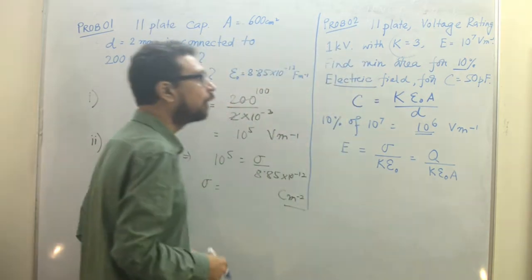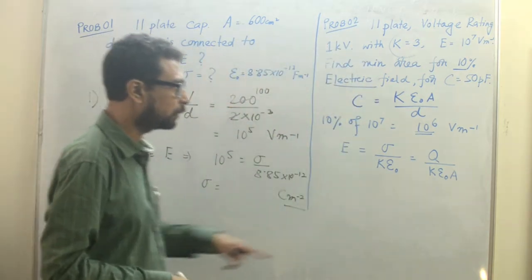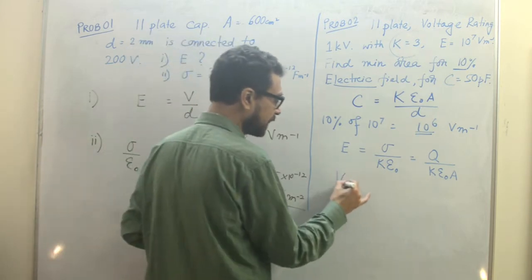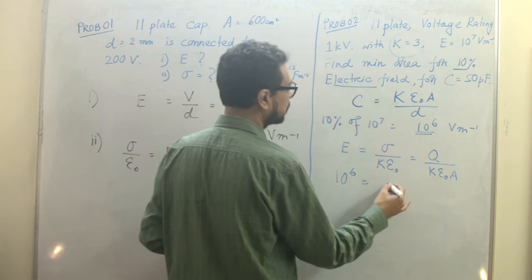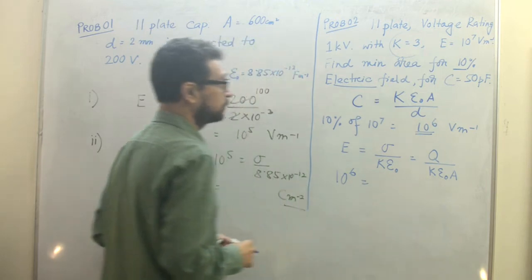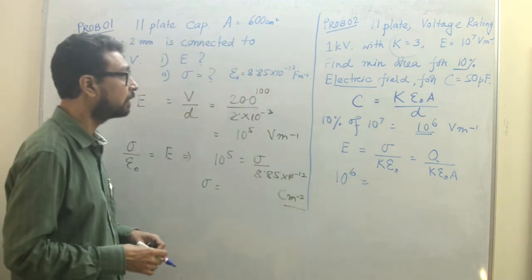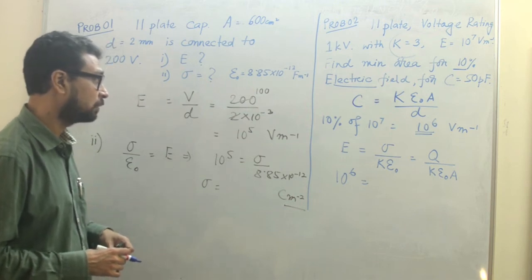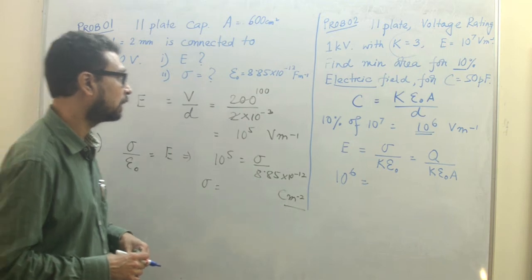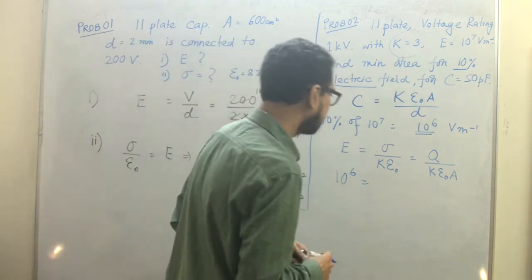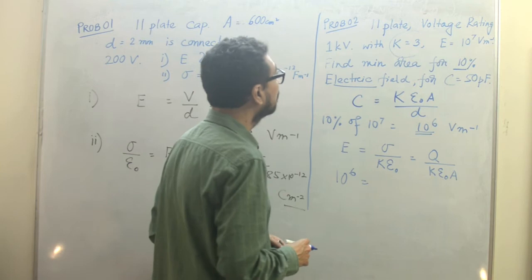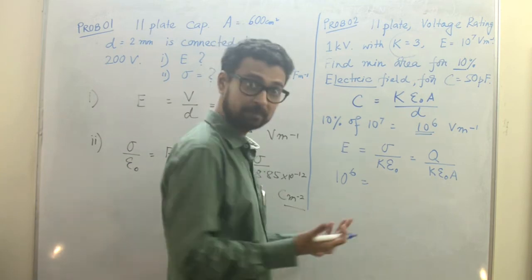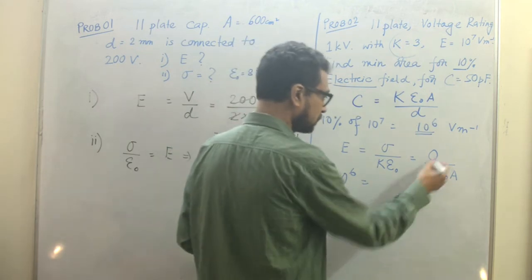We know the maximum limit of electric field. So I can say 10 to the power 6 is equal to Q by K epsilon naught A, but we don't know Q. But somehow I think we can calculate the value of Q. How to calculate the charge? We have the capacitance, we have the potential. Okay, so Q equals CV, right?